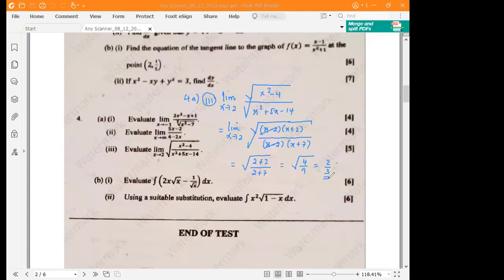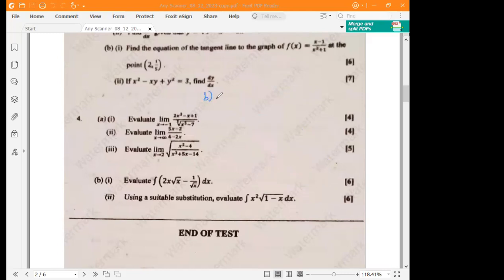So let's go to B. B says, evaluate. This means integrate. So, the main way is to write this expression, 2x root x, instead of saying root x, you write it as x to the power half, minus, instead of saying 1 over root x, you write it as x to the power minus half.